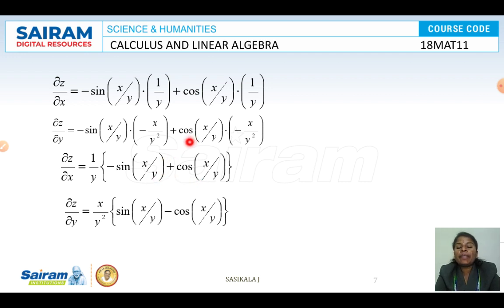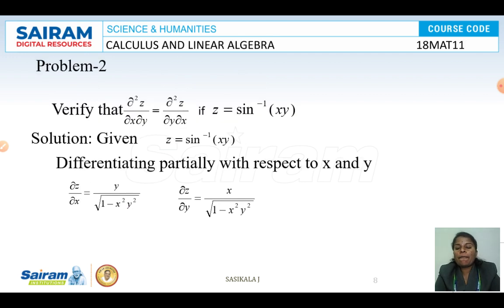Similar for here, minus x by y square. So x by y square has come. Differentiation with respect to y, 1 by y differentiation will be minus 1 by y square. So x remains same, minus x by y square. So x by y square, sin of x by y minus cos of x by y. Now we'll go for the next problem.